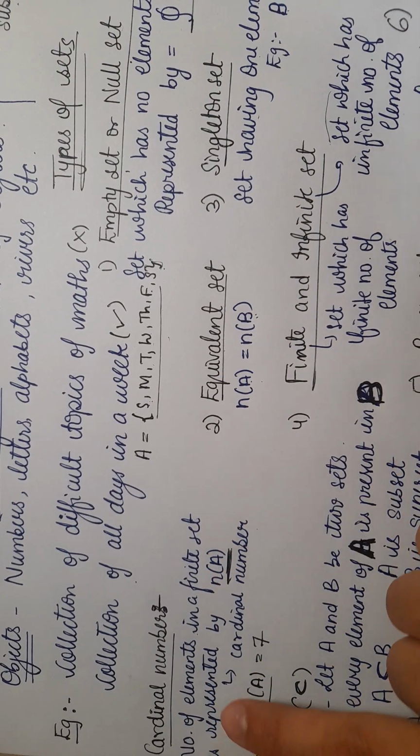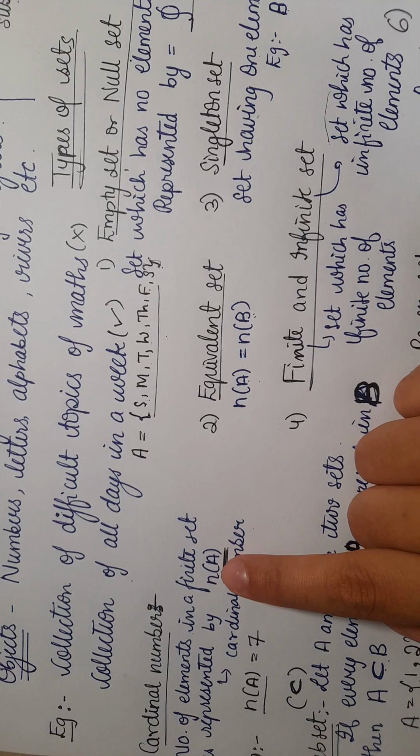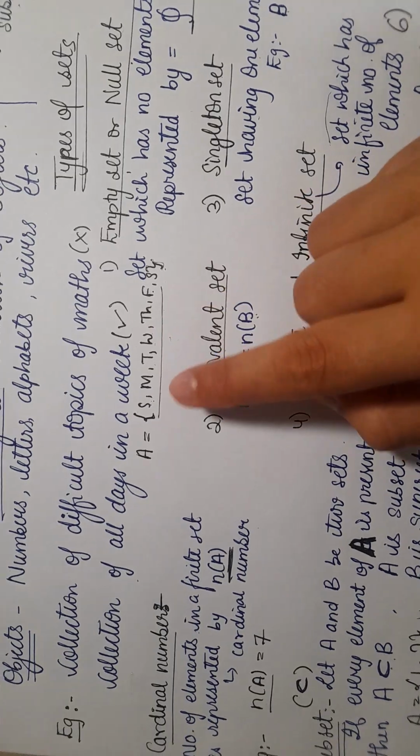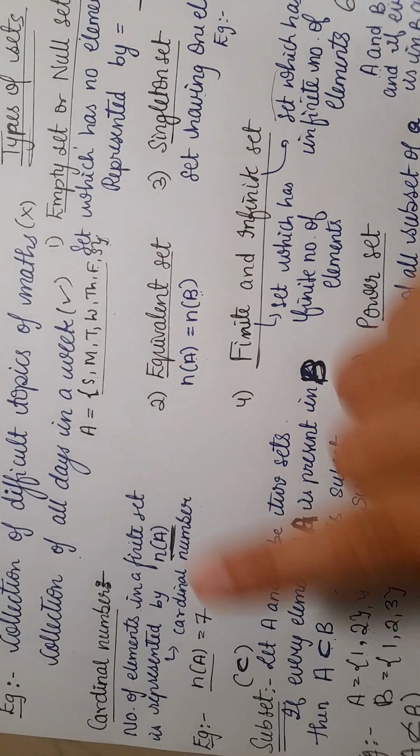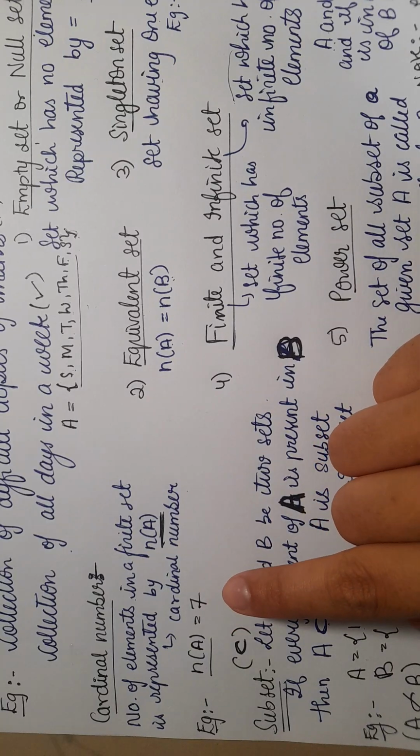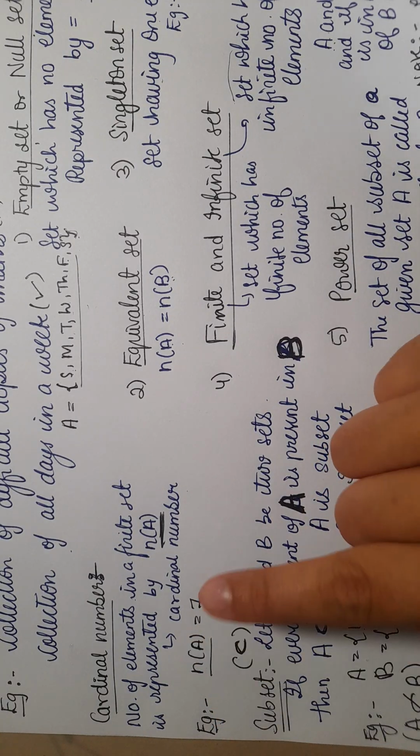Cardinal number is the number of elements in a finite set. It is represented by n of A. This tells us about the number of elements. Now here count the elements. This is 1, 2, 3, 4, 5, 6 and 7. So n of A is equal to 7. That is, the number of elements of A is equal to 7.